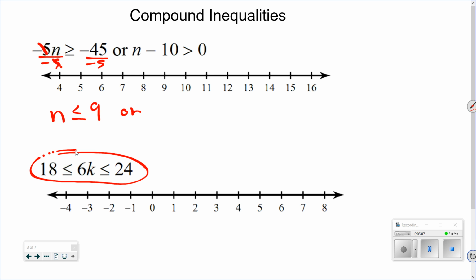Or, on this one, I'm going to add the 10 over, and I get n is greater than 10. That's my answer. I just write the answer with the inequality notation. But I need to graph it.